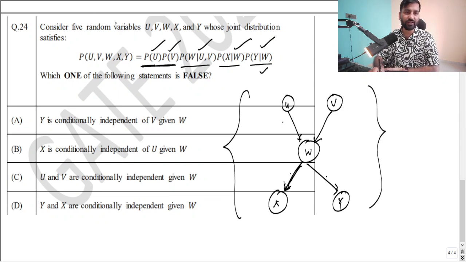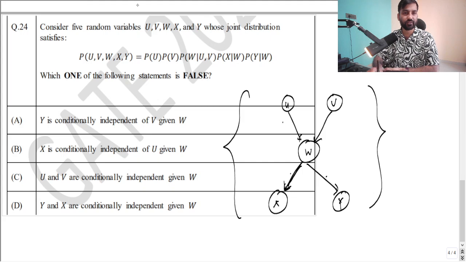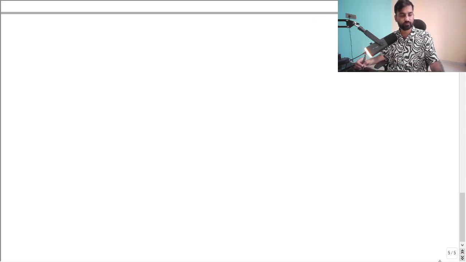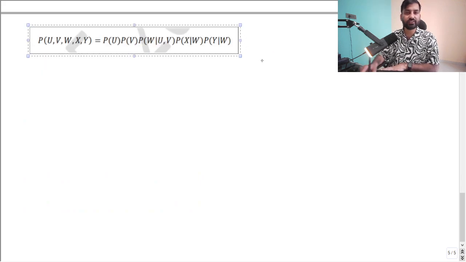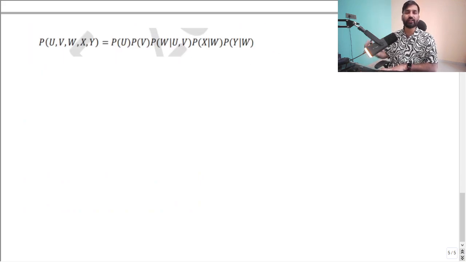So once you are able to draw this Bayesian network, life becomes very simple. You can give me any question based on this, and I can solve it. So I'm again going to help you to draw the Bayesian network. Just wait, let's do it once again. Draw the Bayesian network again. So you see, this is the joint. What kind of question will they ask? They will give you the Bayesian network and you have to find the joint distribution, or they will give you the joint distribution and you have to draw the Bayesian network and investigate the conditional situation.